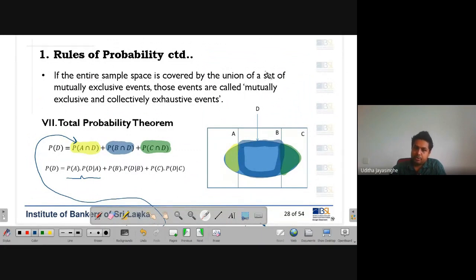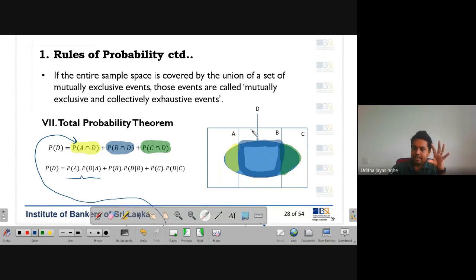a set of mutually exclusive events, what are those? These A, B, and C. These have consumed the entire space. There's a factory, and there are three machines. All the production is going to come from either machine A, machine B, or machine C, likewise. See, the entire sample space is being covered by the union of a set of mutually exclusive events, and those events are called mutually exclusive and collectively exhaustive events.